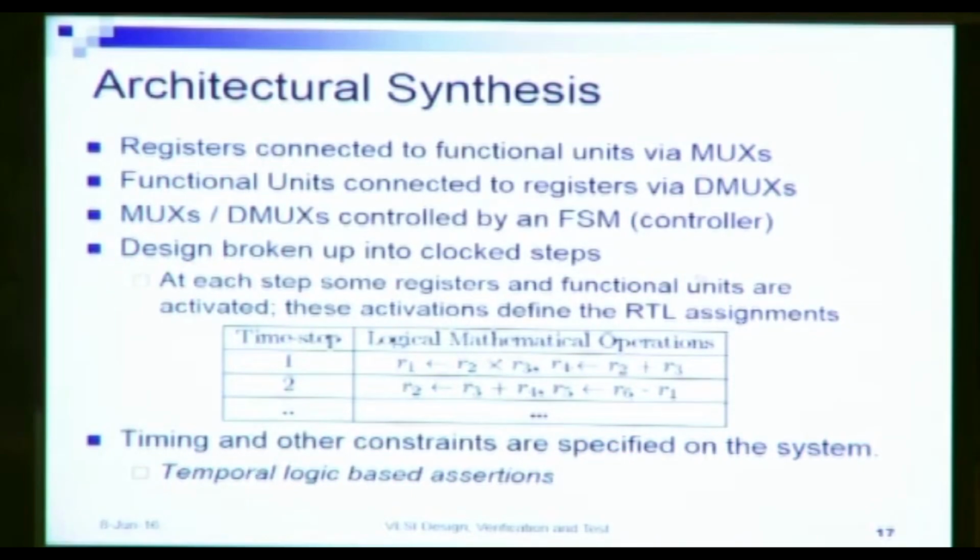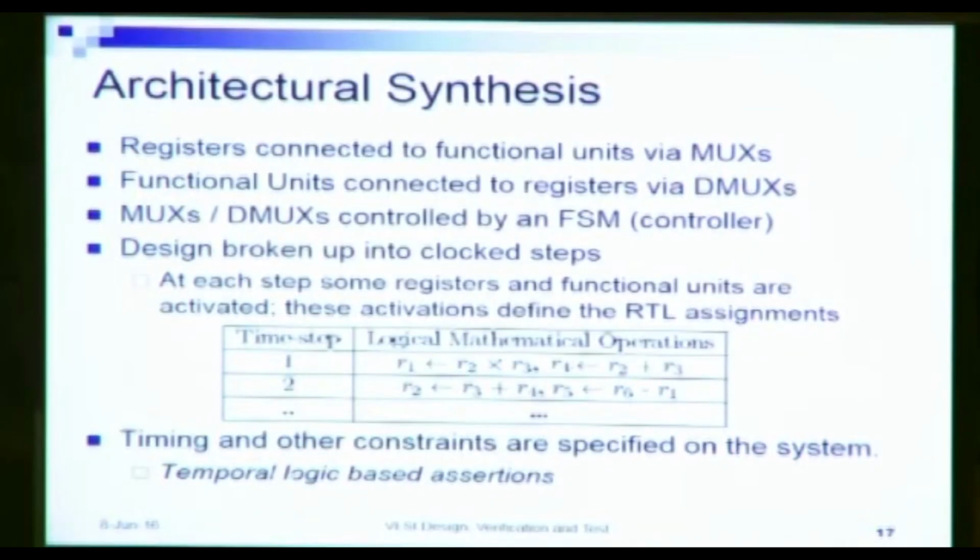Now the design is therefore broken down into a set of clocked steps. At each step, some of the registers and functional units are activated, and these activations define the RTL assignments. So we have here two time steps shown. At time step 1, we have R1 equals R2 into R3, and R4 equals R2 plus R3. And in the second time step, we do R2 equals R3 plus R4, and R5 equals R6 minus R1. So there are a set of parallel register transfers at each time step.